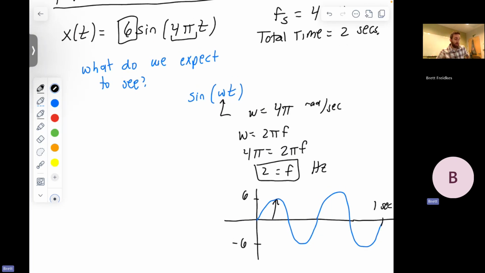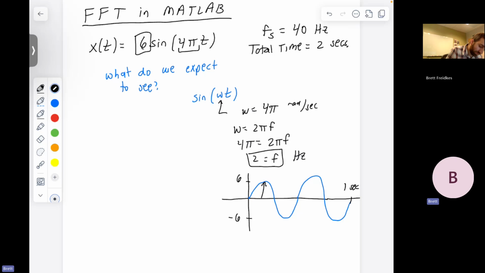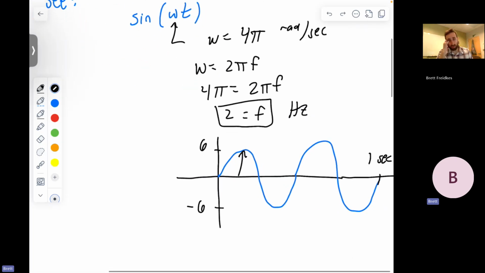So that is the signal that we are measuring, theoretically speaking, if we had an infinite sampling rate. But we have a non-infinite sampling rate. The idea of a sampling frequency is how many samples are we taking per second. Basically, if you think about the sampling frequency like a camera, it is taking pictures and snapshots of that sine wave 40 times in a second.